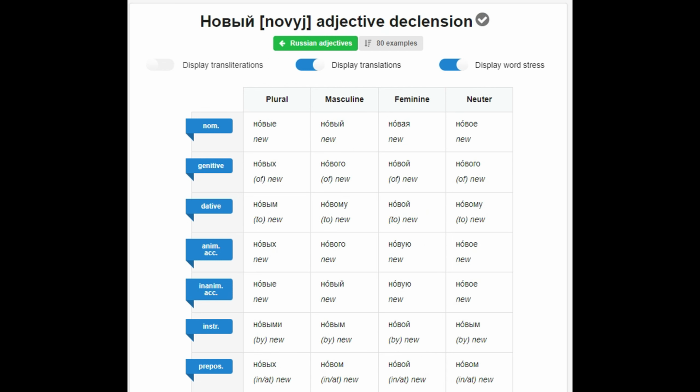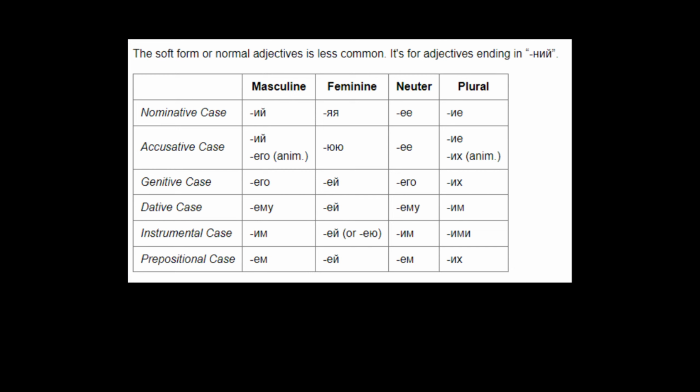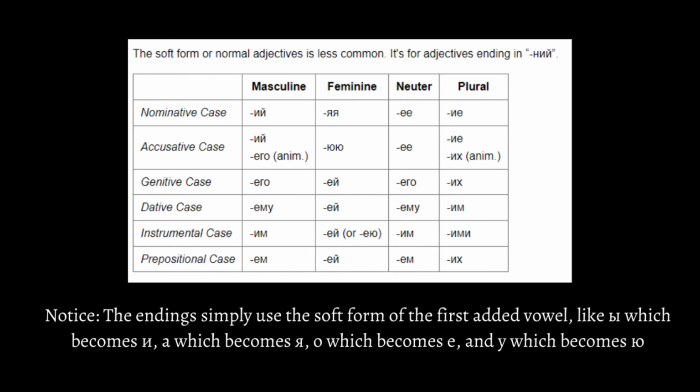At last, allow me to finish the concept of normal adjectives under the soft category. Normal adjectives in Russian that end in a soft ending, that is, ni, are not as common as the other adjectives, but the good thing about them is that it's the only ending that they have. When modifying adjectives that have soft endings, you will also notice that the endings simply use the soft form of the first added vowel, like I, which becomes I, A, which becomes ya, O, which becomes ye, and U, which becomes you. Other than these endings, the hard and soft forms are basically the same.